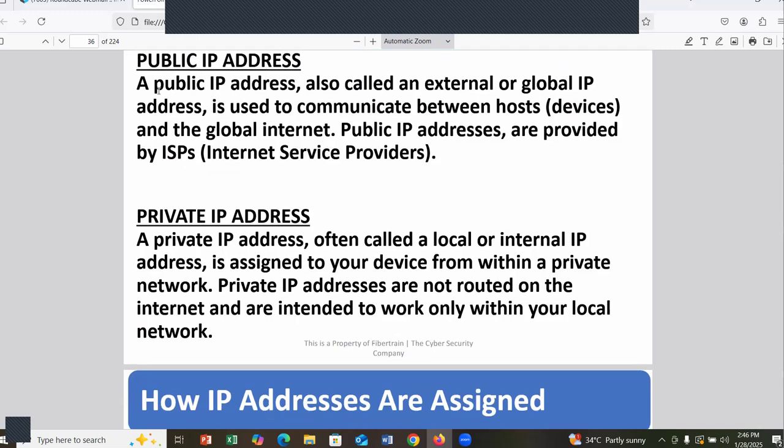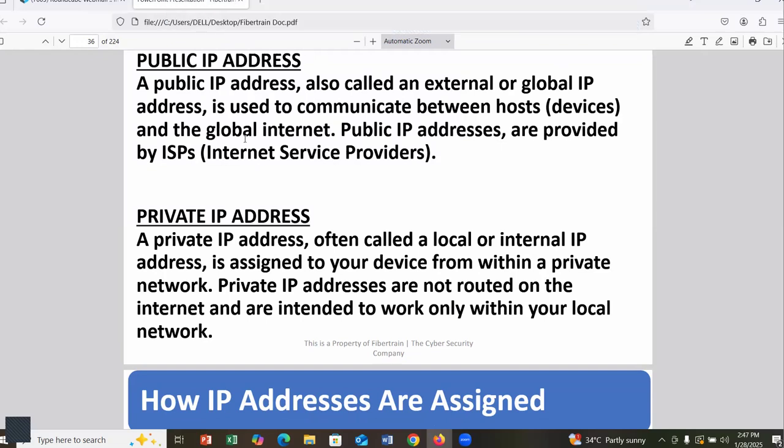And I explained to you that a public IP address, which is what we call external or global, is the IP address that we can use on the internet. The IP addresses that we can use globally to browse the internet are what they call public IP addresses. And this IP address is given to us by an ISP, which is an internet service provider. For example, it can be your MTN, your Glo, your Airtel, Etisalat. Those are the people that can give you a public IP.